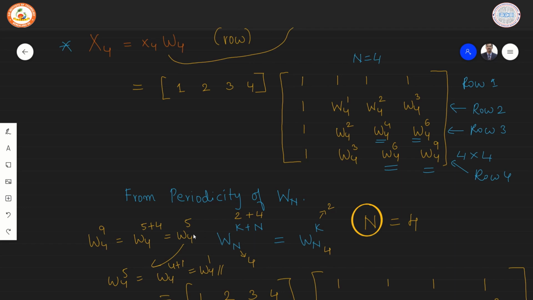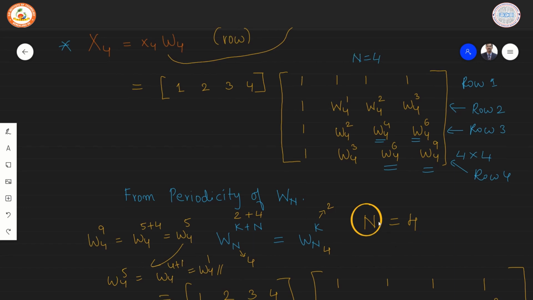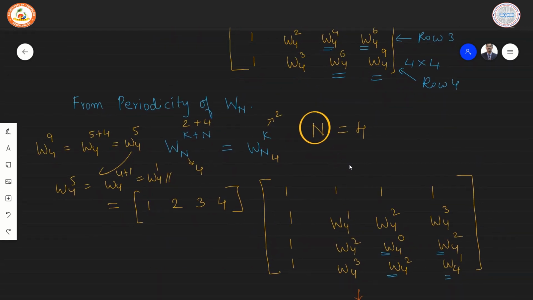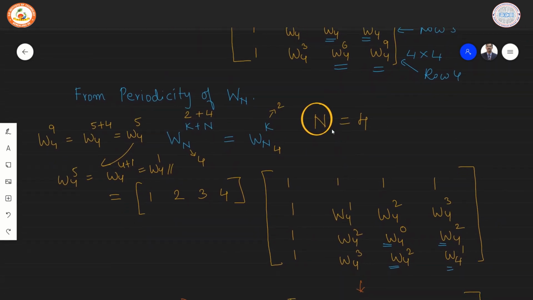Now when we don't know what W4 to the power of 5 is, W4 to the power of 5 can be written as W4 to the power of 4 plus 1, which is the same as W4 to the power of 1, which is a familiar value. So easily we can get the values for various powers, and inserting those values, we obtain the twiddle factor matrix for N equal to 4.